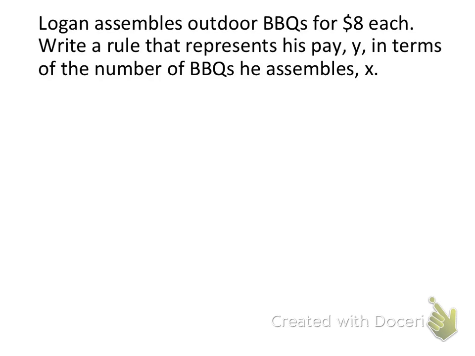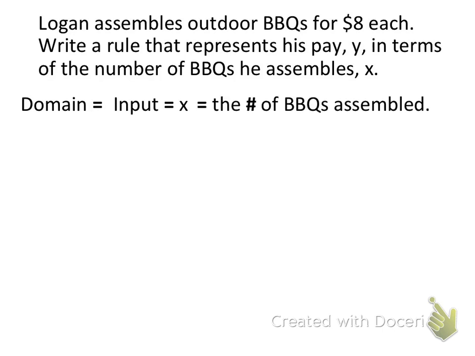Write a rule that represents his pay Y in terms of the number of barbecues he assembles. So it's telling us that barbecues he assembles is X. But I want you to ask yourselves, what depends on the other? Does his barbecues depend on the pay, or does his payment depend on the barbecues he assembles? Payment. So if payment is the depender, that becomes our Y, or our range, okay? And our domain would be his X, or the barbecues he assembles. Does that make sense?